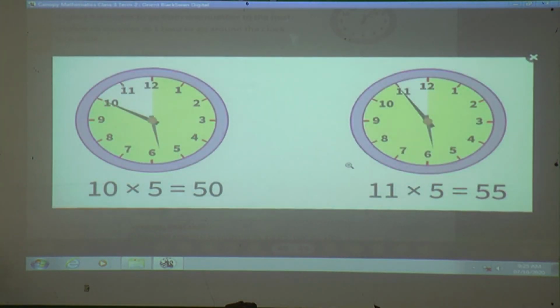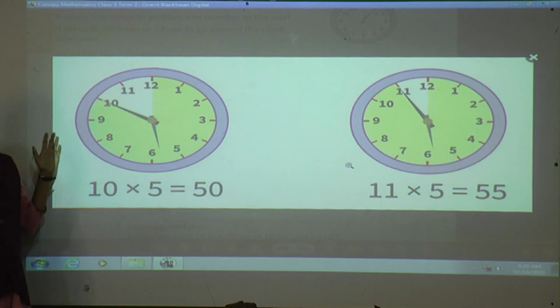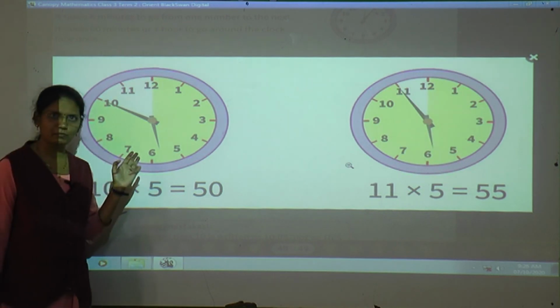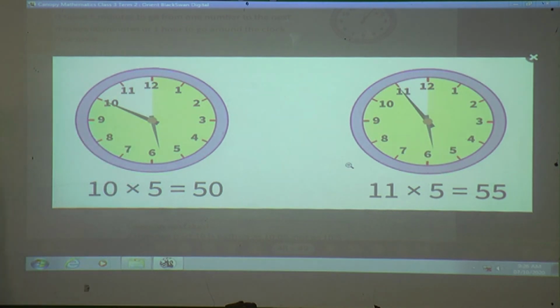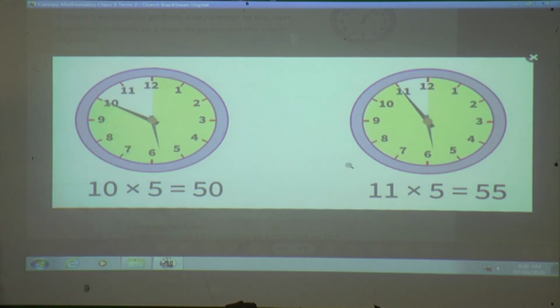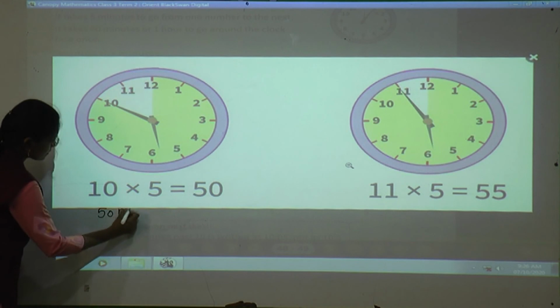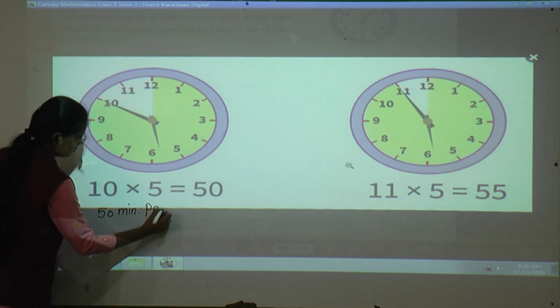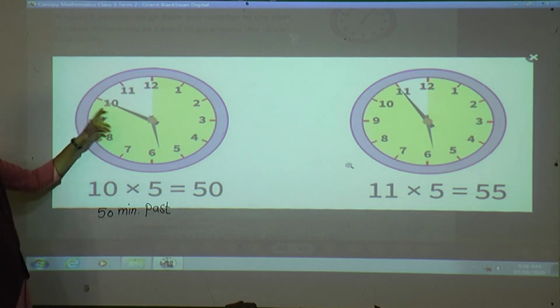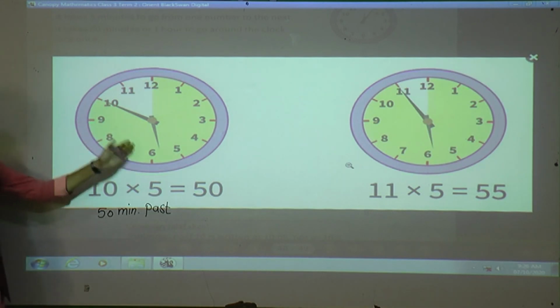See these 2 clocks now. Here in this clock, see where is the minute hand? Minute hand means long hand. It is on 10. So 10 5s are 50. Means 50 minutes past.